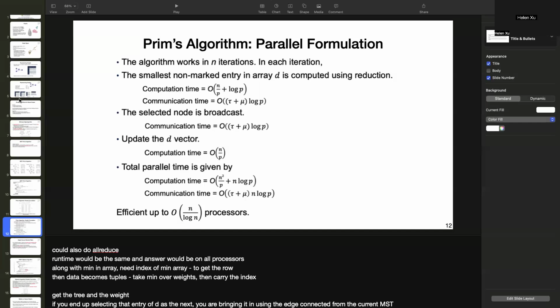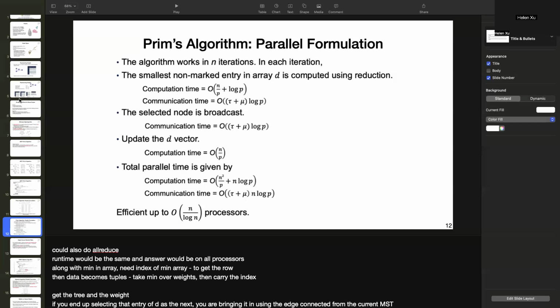So the computation time was dominated by n over p plus log p, and this is just that times n: n squared over p plus n log p. And then communication time was dominated by this broadcast and reduction, which is tau plus mu times log p, and that is the communication time, again multiplied by n.